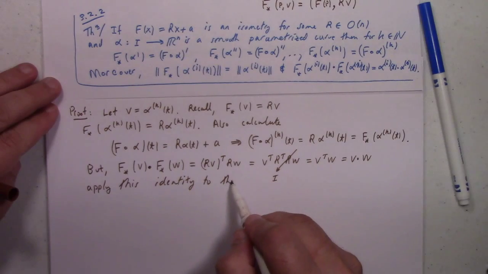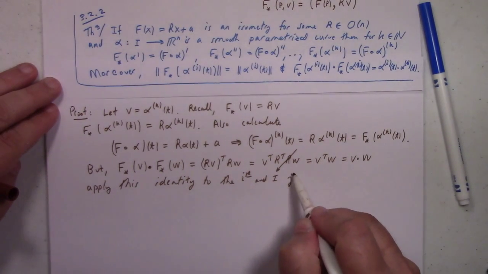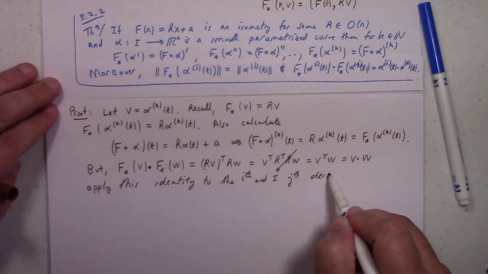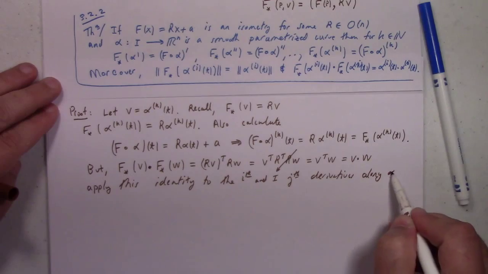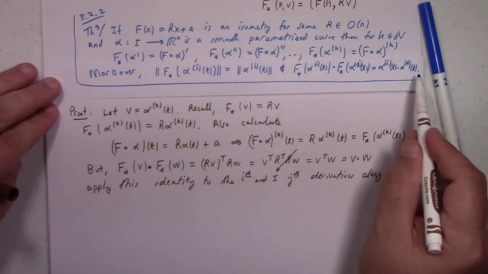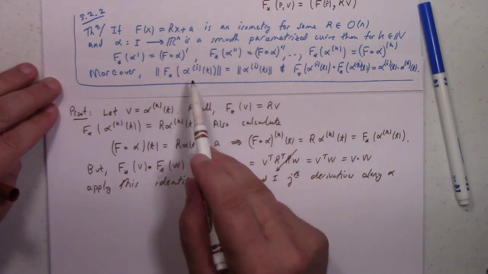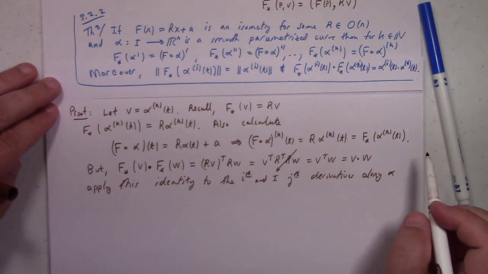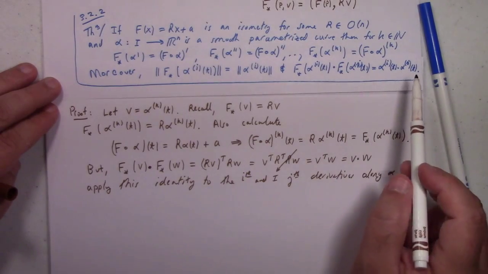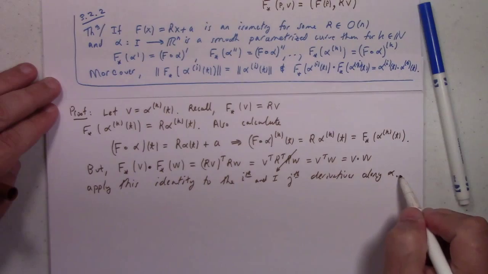To the ith and jth derivatives along alpha, and that gives you this. But if you take i equals j, that gives you the square of this being true, which then gives you that as true as well. So it preserves the dot product between derivatives of different orders possibly, and of course the norm of each derivative. So that completes the proof.